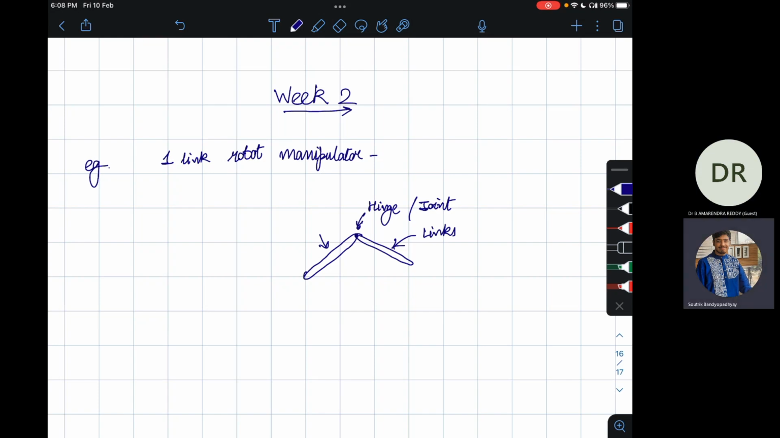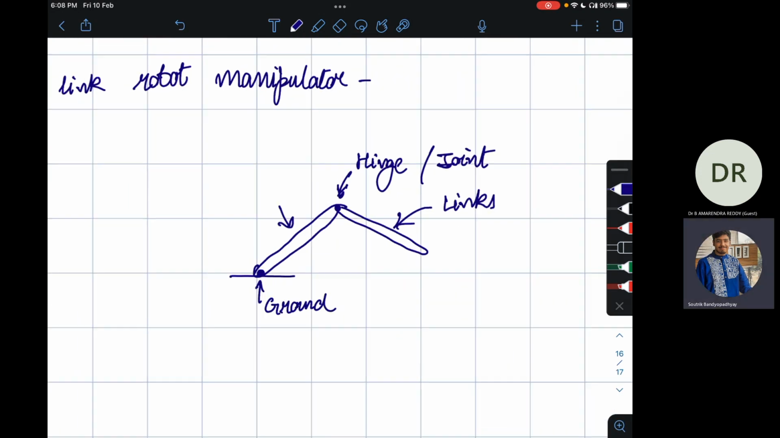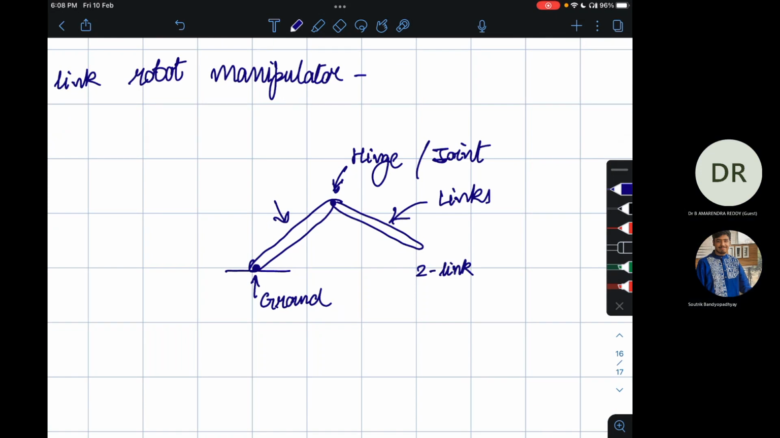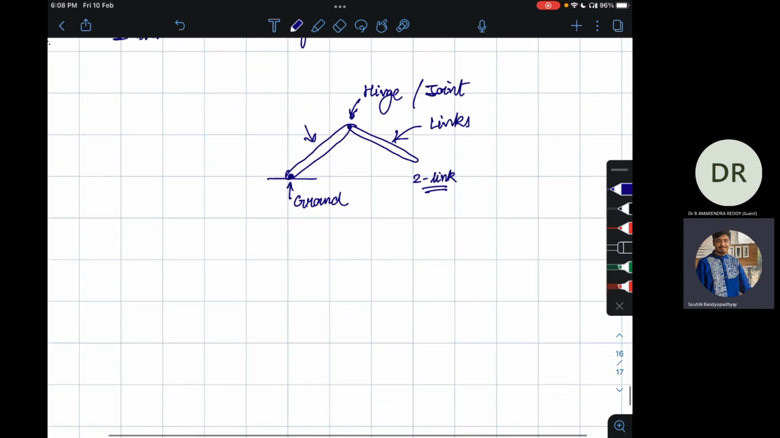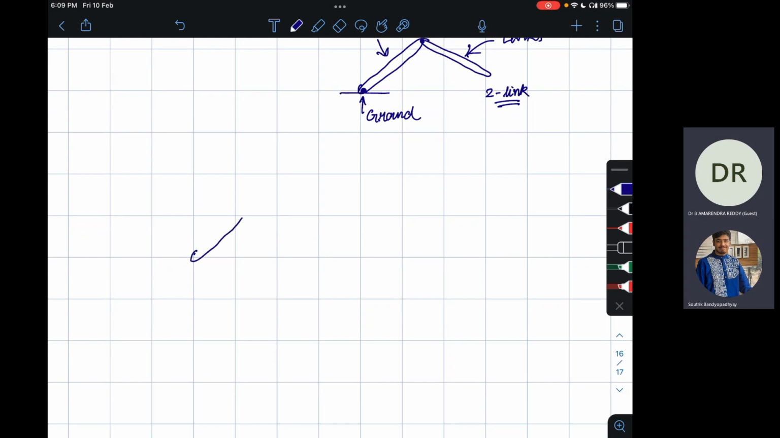These two are called links, and this manipulator is joined to the ground, let's say, at this point. So this is your ground. Pardon my bad handwriting today. So these are two. This is a two-link robot manipulator, and what we are talking about right now is a very simple case, which is a one-link manipulator.